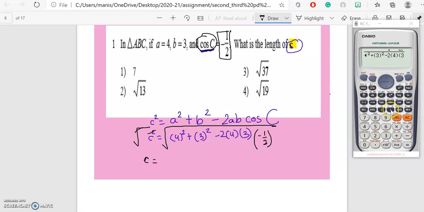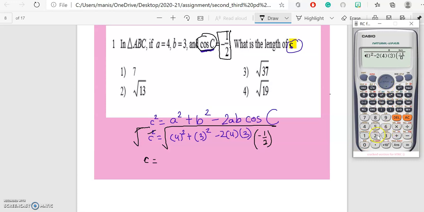2 times 4 times 3. Now I will be using one more parenthesis over here, and I will use the fraction button. And negative sign is this one. I have seen most of the students make a mistake. They use the minus sign in front of the negative. No, it uses the negative button.